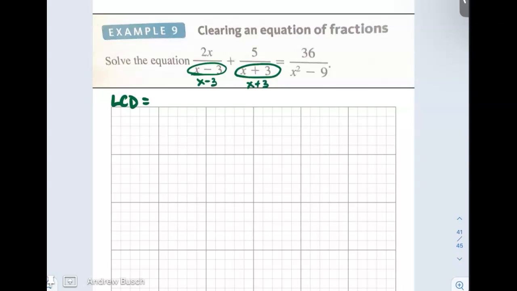Now this, if you factor it, is a difference of squares. So this factors into x plus 3 and x minus 3. Those are the pieces that make x squared minus 9. So that means the LCD also needs to include an x plus 3 and an x minus 3. So if we go one fraction at a time and build our LCD, we should come out with the correct way to solve this. So you look at your first fraction, x minus 3 needs to be in the LCD.